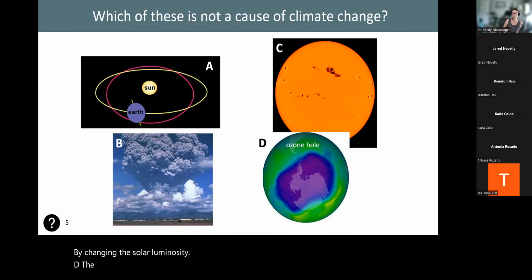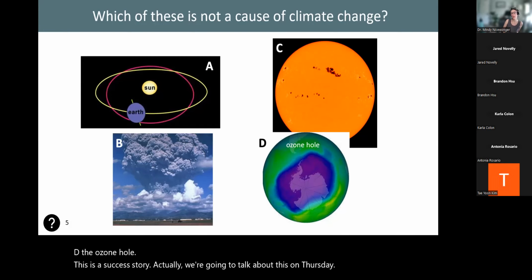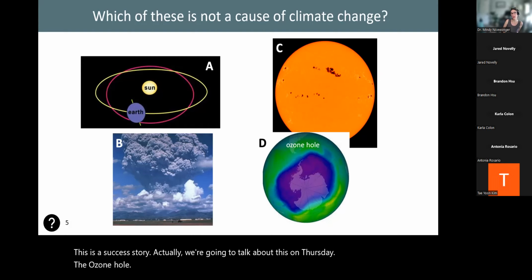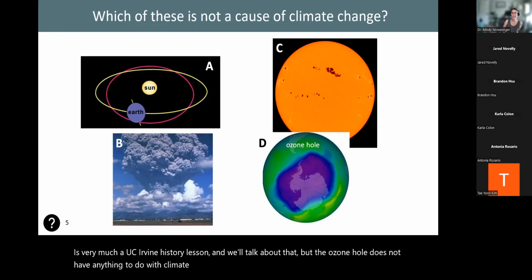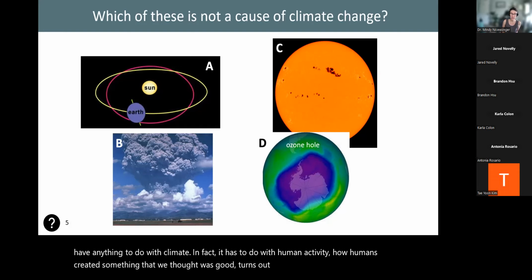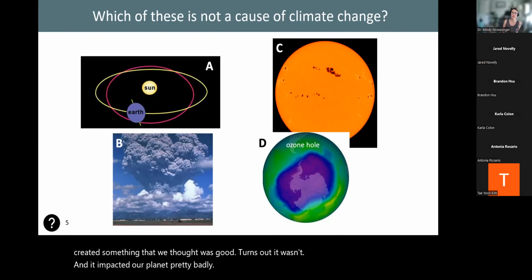D, the ozone hole. This is a success story, actually. We're going to talk about this on Thursday. The ozone hole is very much a UC Irvine history lesson, and we'll talk about that. But the ozone hole does not have anything to do with climate. In fact, it has to do with human activity. How humans created something that we thought was good. Turns out it wasn't. And it impacted our planet pretty badly, but we were able to do something about it. And we'll talk about that success story.